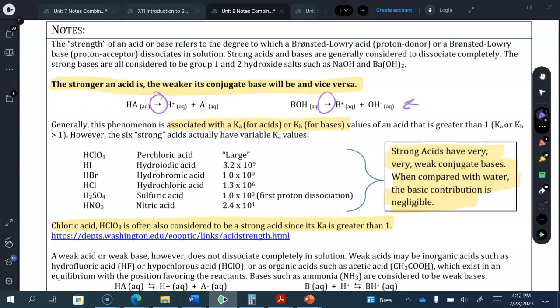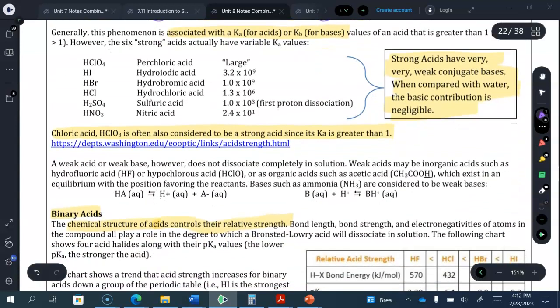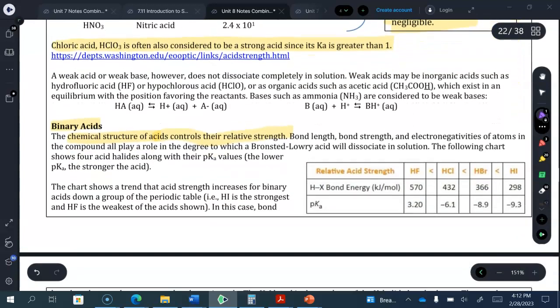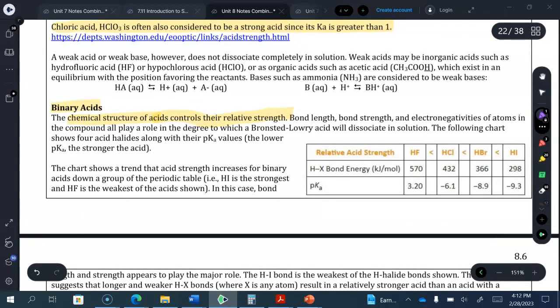the strong acids have very, very weak conjugate bases. When compared with water, the basic contribution is negligible. Chloric acid, HClO3, is often referred to as a strong acid since its Ka value is also bigger than 1. And there's a link to the acid strength charts there.